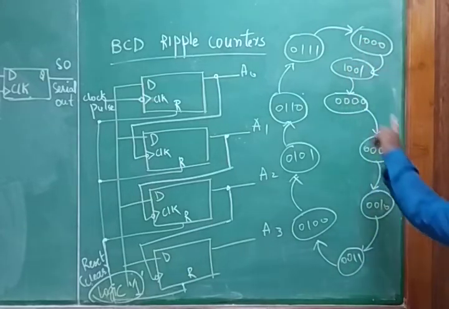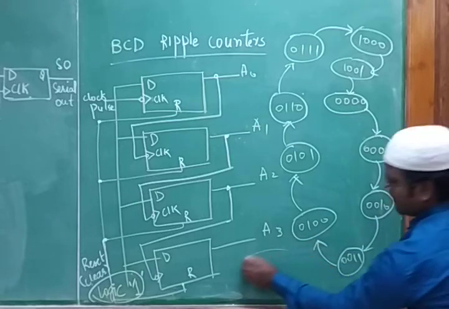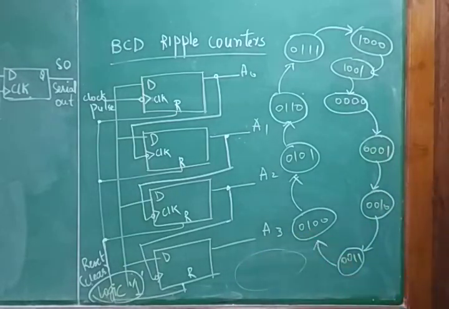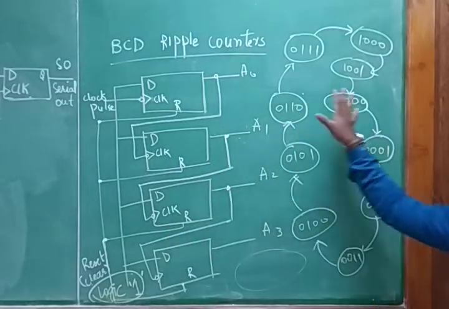You can draw properly one complete circle. You can make it like this. Like this, all will come in this way. Because I don't have space, I draw like this. This is what? The state diagram. We are just counting the ripples for BCD codes. So this is the way the circuit diagram explains the BCD codes.